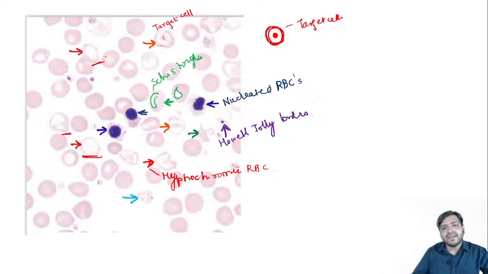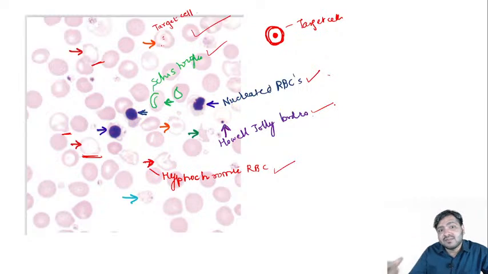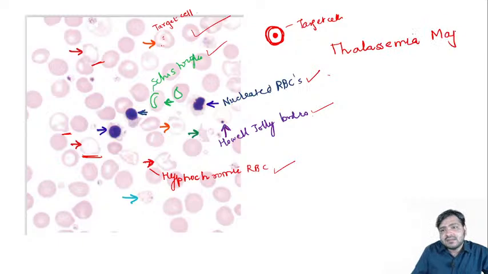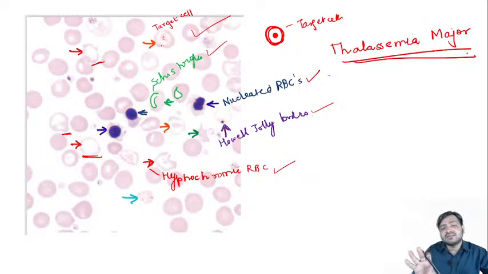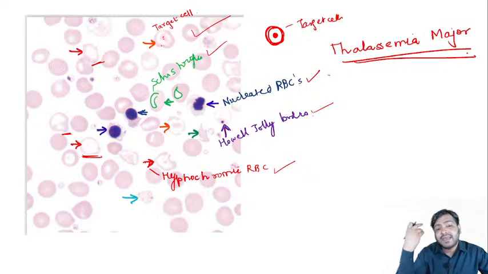So these all findings, the nucleated RBCs plus the target cells plus the hypochromic RBCs plus the schistocytes plus Howell Jolly bodies, these all clubbed features that I have just displayed on the screen, guys, these are all seen in thalassemia major. These are just the pathological findings which will help you to differentiate, guys. So the hypochromic RBCs, Howell Jolly bodies, nucleated RBCs, schistocytes, target cells, all these are seen in thalassemia major.